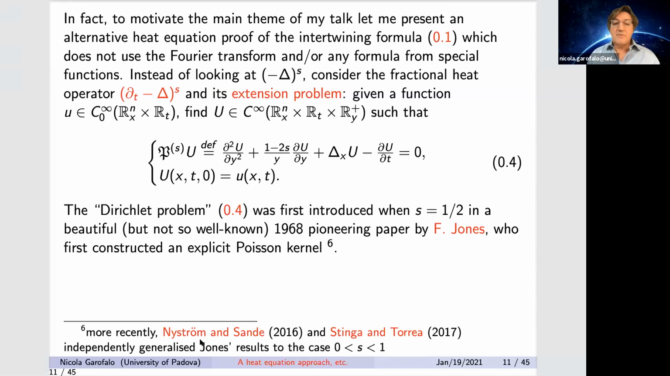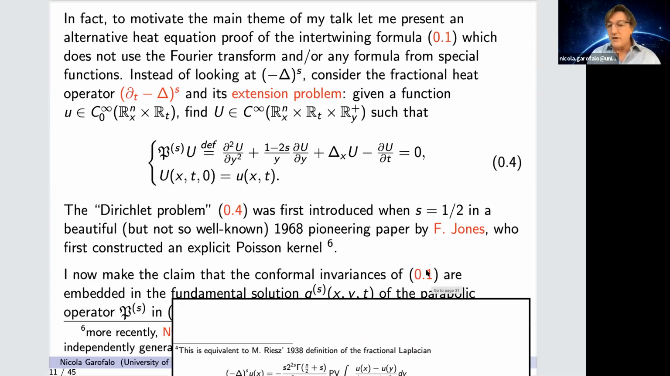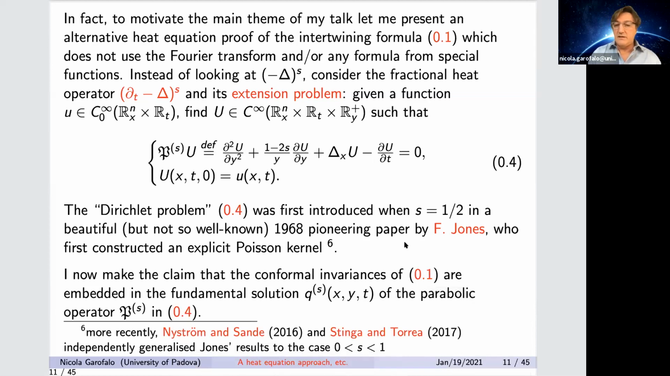More recently, Nyström and Sande and Stinga and Torrea independently generalized Jones' result to the case where s is any number between 0 and 1. But in essence, you will find a great deal of the ideas in this paper by Frank Jones. So now I make the claim that the conformal invariances of the equation 0.1, the intertwining equation, are embedded in the fundamental solution of this parabolic operator here.